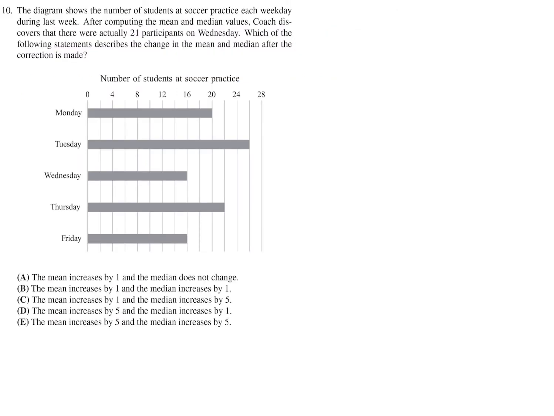The diagram shows the number of students at soccer practice each weekday during last week. After computing the mean and median values, coach discovers that there were actually 21 participants on Wednesday. Which one of the following statements describes a change in the mean and median after the correction is made?